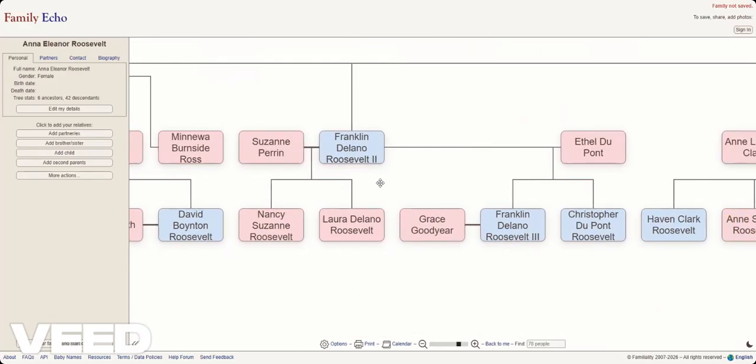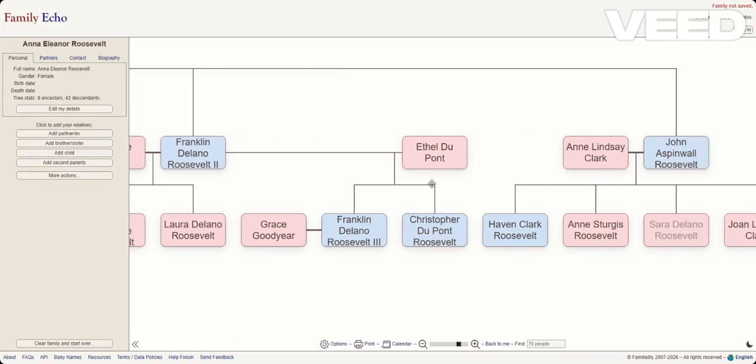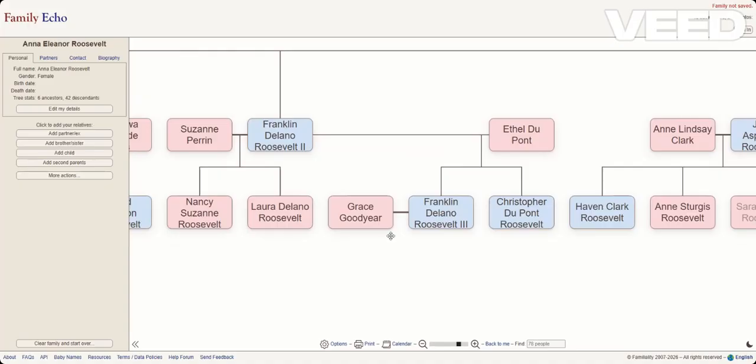Next child is Franklin Delano Roosevelt Jr. the second, because there are two Franklin Delano Roosevelt Juniors, but one of them survived. The first one died, and the other one, he actually died on his 77th birthday, or 78th. Don't remember which exactly, but he died on his birthday. He was married twice. First, he married Ethel DuPont, and he had two children together: Franklin Delano Roosevelt III and Christopher DuPont Roosevelt. FDR III married Grace Goodyear, but they did not have children together.